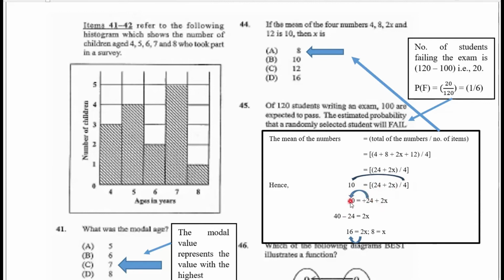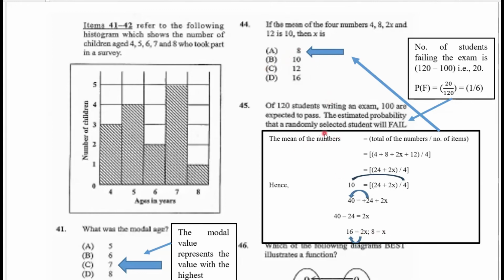Let's carry the 24 across. It'll become minus 24. So 40 minus 24 will be equal to 2x. 40 minus 24 is 16. And 16 will be equal to 2x. Now from there, we know 2x is like 2 multiplied by x. So to get rid of the 2, opposite of multiply is divide. So you divide 16 by 2 to get 8. So A is your answer, x is 8.